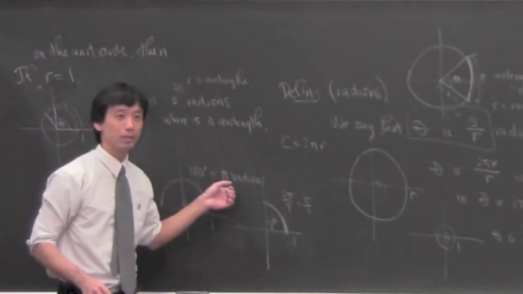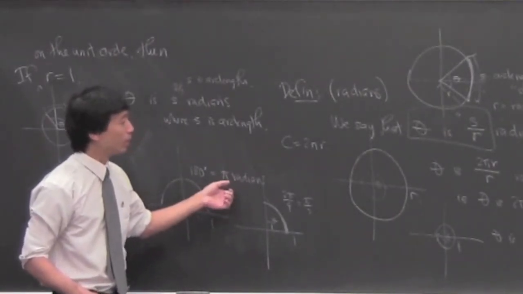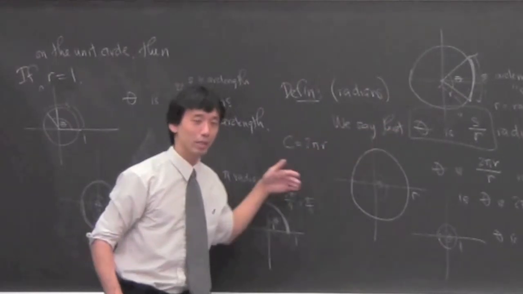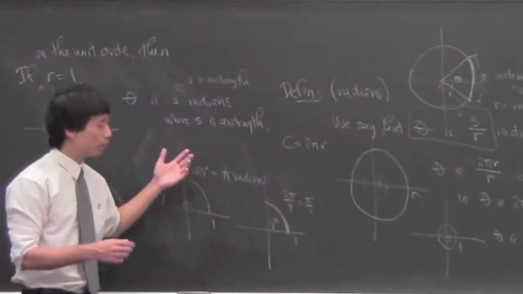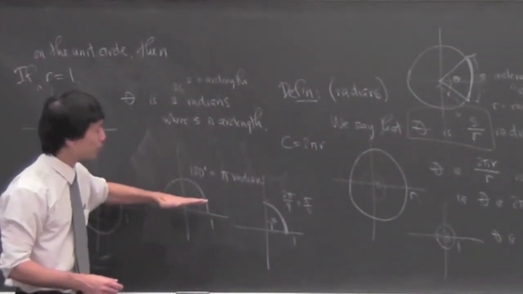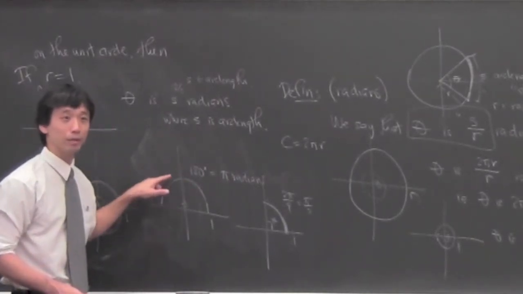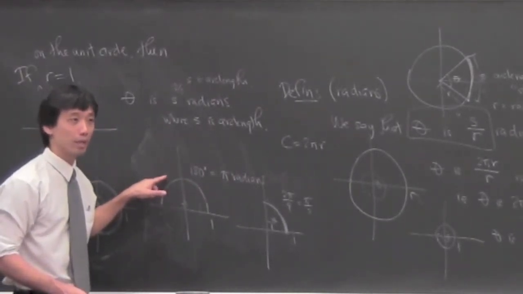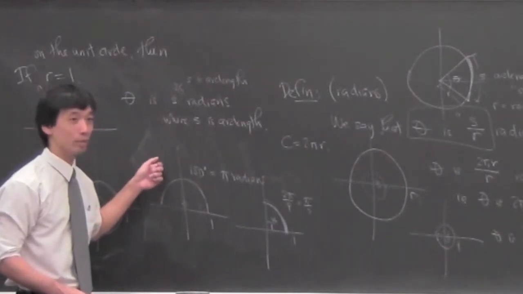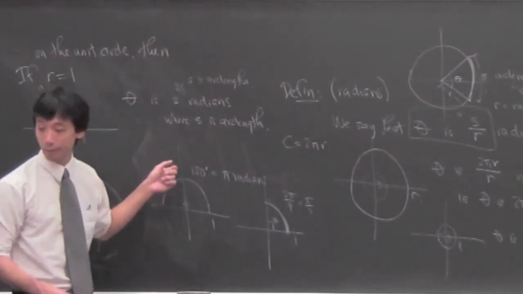So this is how you define radians. This is equivalent to doing this. This way is maybe easier. Just think, what is a radian? You look at the unit circle, and then you measure the length of the arc subtended by the angle. And that's how you determine what something is in radians.